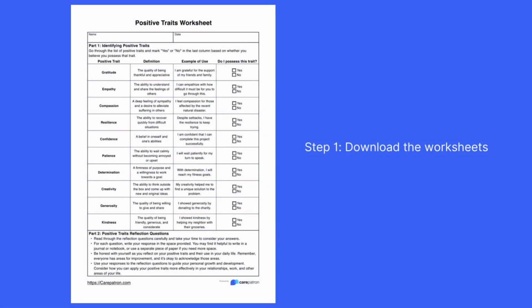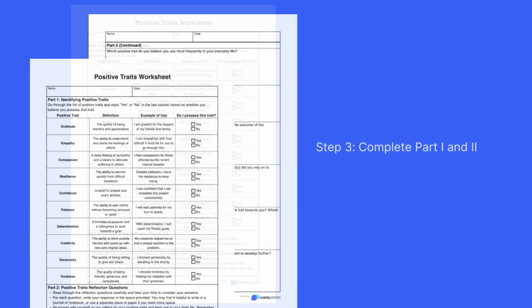The first step to completing these worksheets is to download them. You can access the PDFs through our website and our app for free. The next step is to distribute the worksheets to your client. This can be electronically or through a physical form. You will then need to complete part 1 and part 2, which carries over 2 pages.